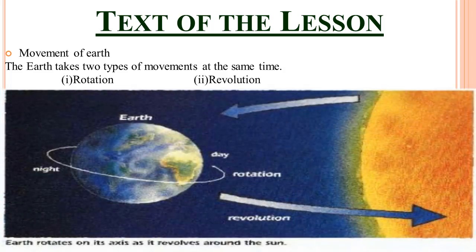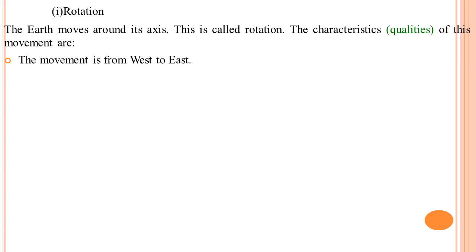The Earth takes two types of movements at the same time, and they are called rotation and revolution. In the given picture, we can see that there are two arrows drawn. One is showing the rotation and the second one is showing the revolution. Earth rotates on its axis as it revolves around the sun, and that is called revolution. Today we are going to discuss only the first type of movement, and that is rotation.